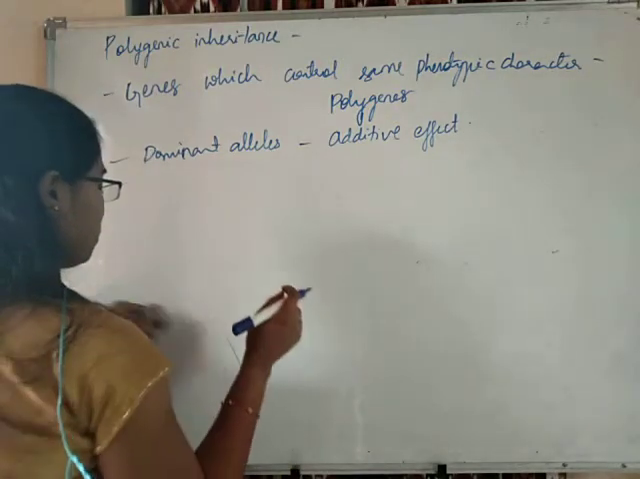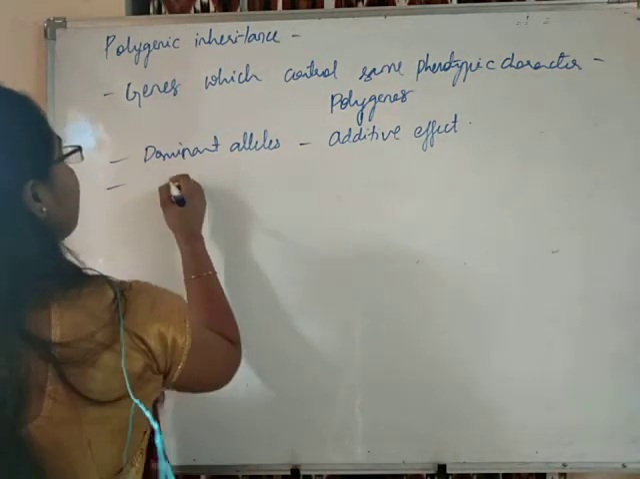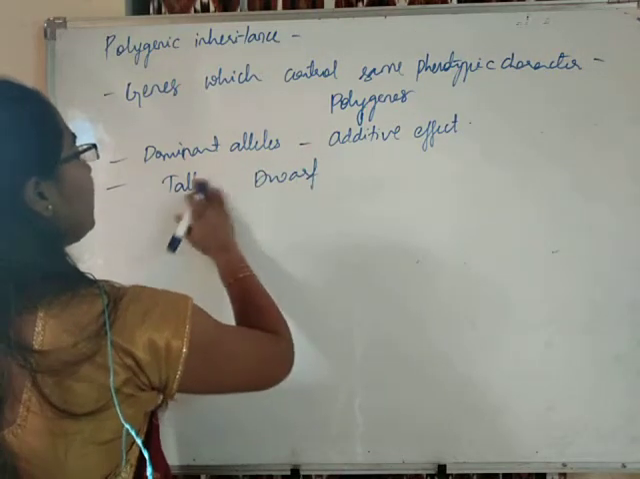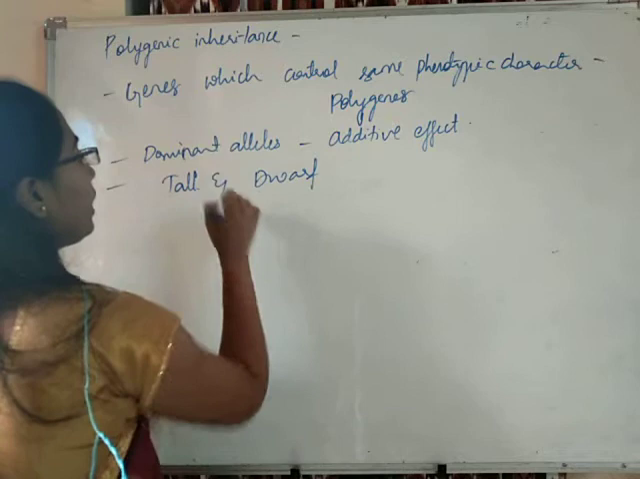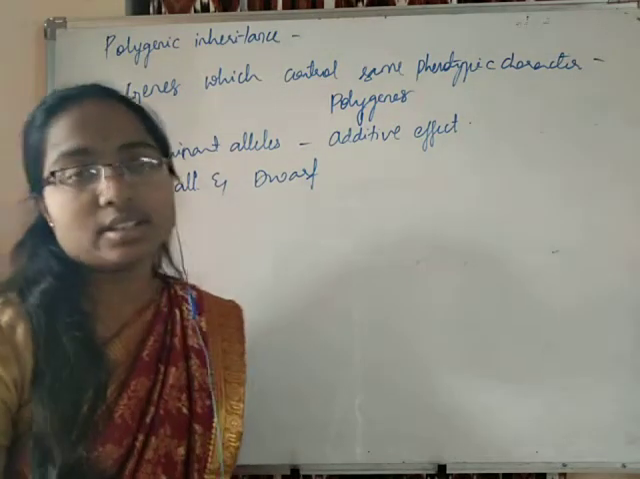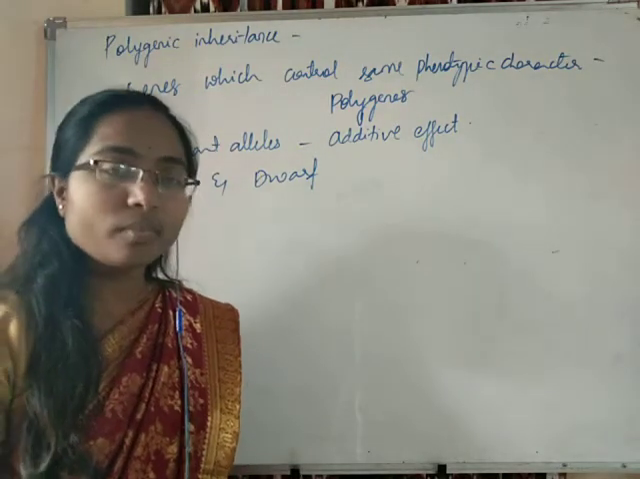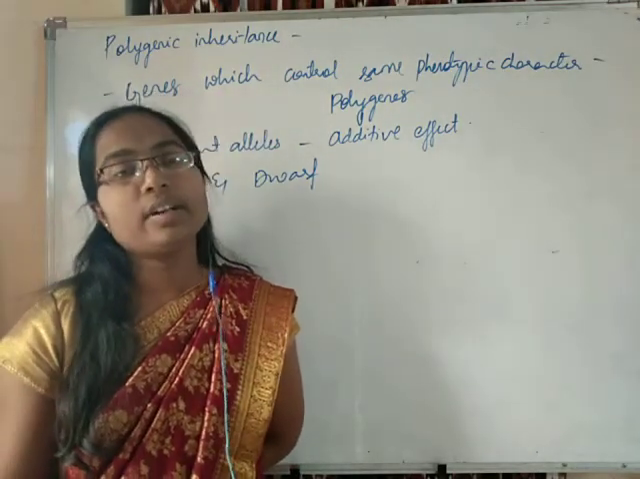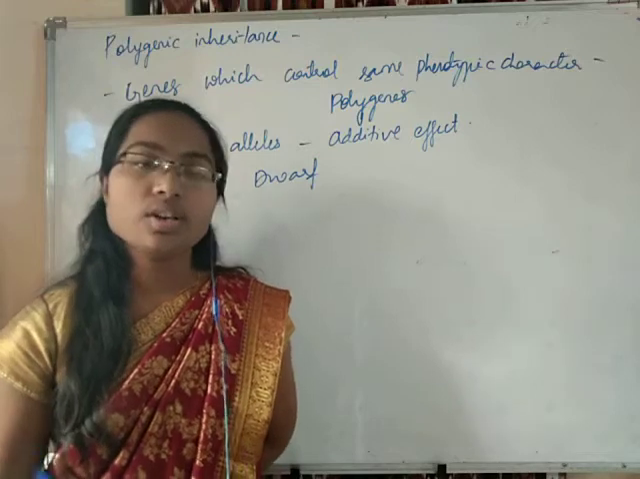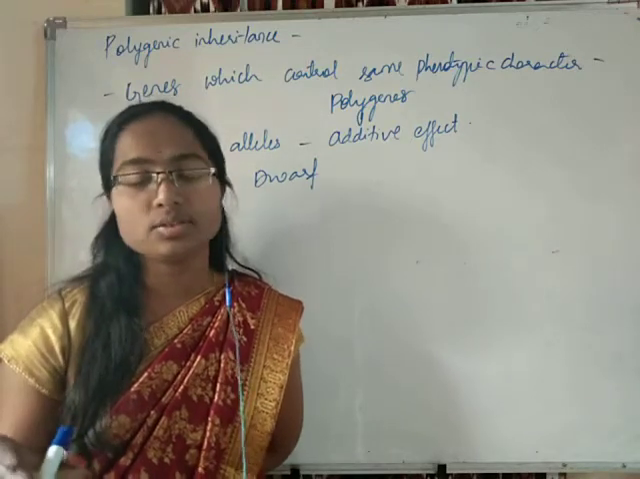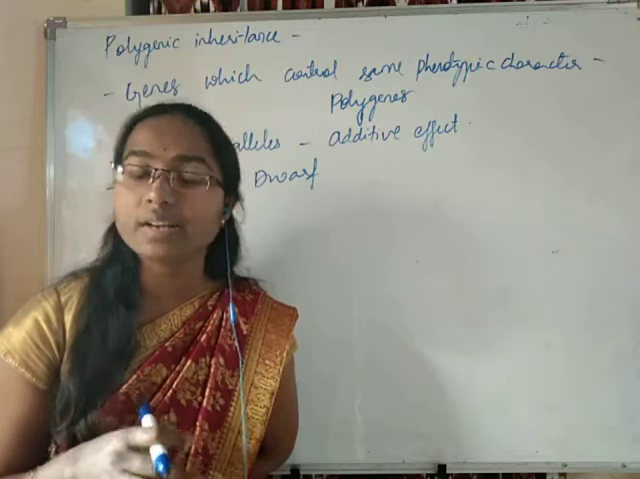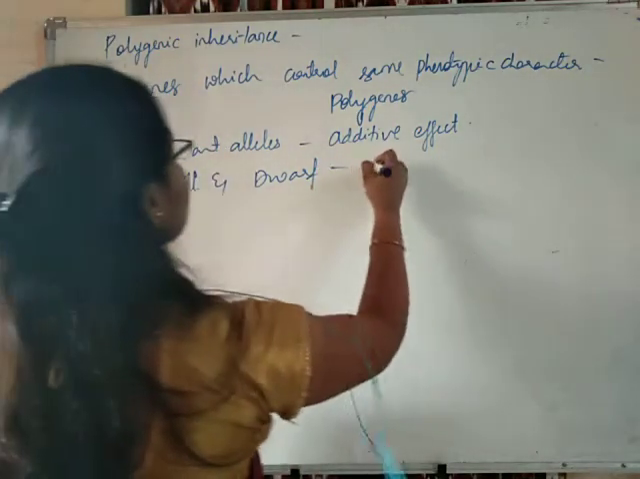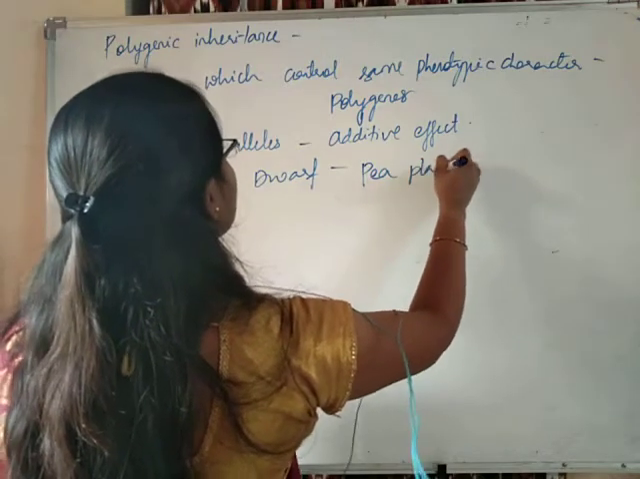For example, see students, the example taken by Mendel was tall and dwarf. These were the only two characters seen in Mendel's plants. The plants were either tall or very short, so there were no intermediate plants. That was in the case of Mendel, the example of pea plants.